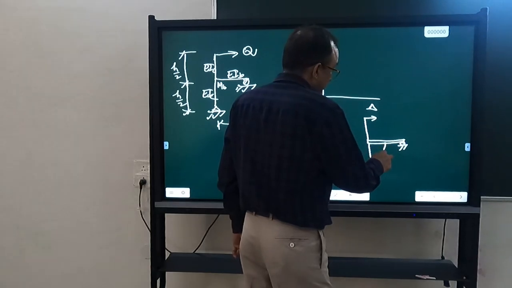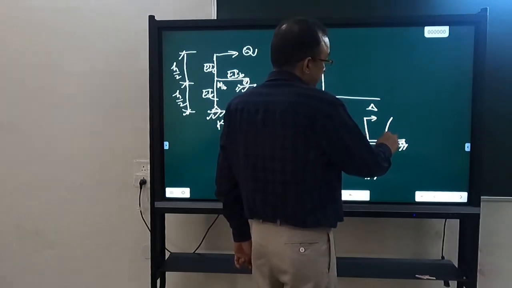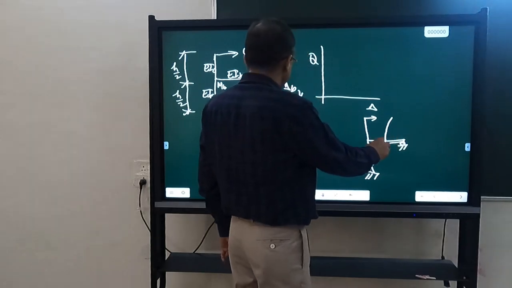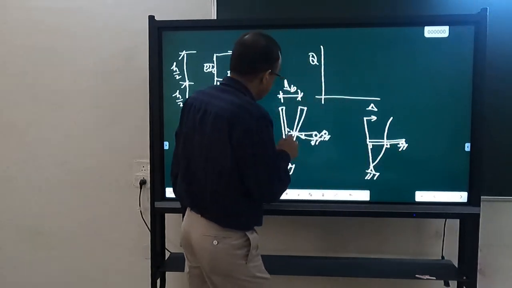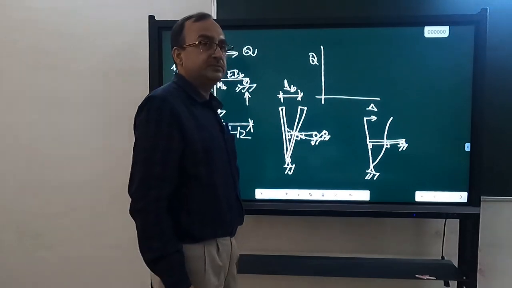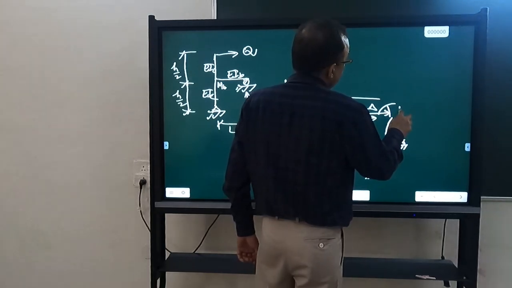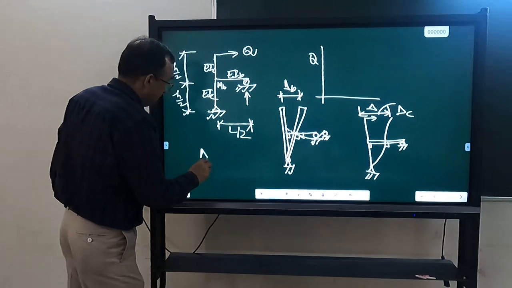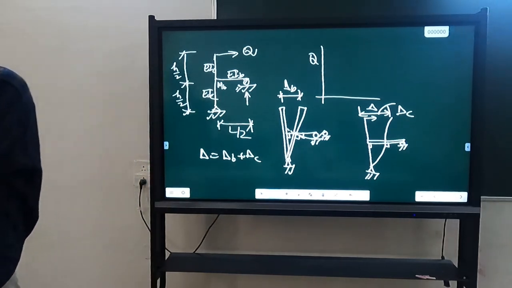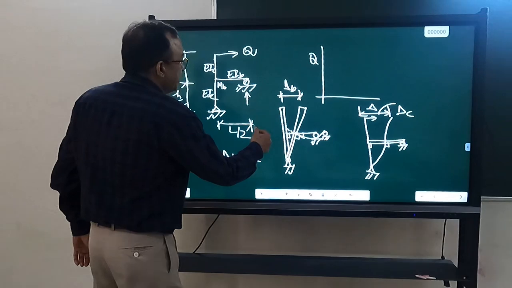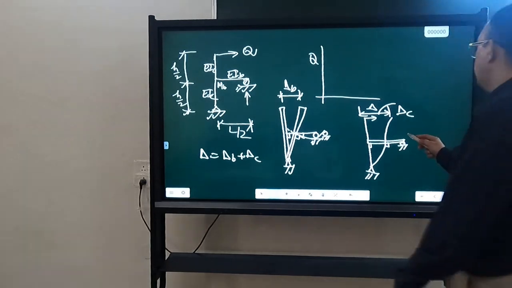Then what will happen? This portion of the column is going to deform like this. Here the tangent will be vertical because it is connected to the beam. So this angle will remain 90 degrees, and here this angle will remain 90 degrees. So this is the deformed shape, and this deformation is because of the column deformation. So this will be delta C, and delta will be delta B plus delta C as we have done earlier. The only difference is that earlier there was a beam this side also. Now that beam is not there. The beam will also translate as it is.